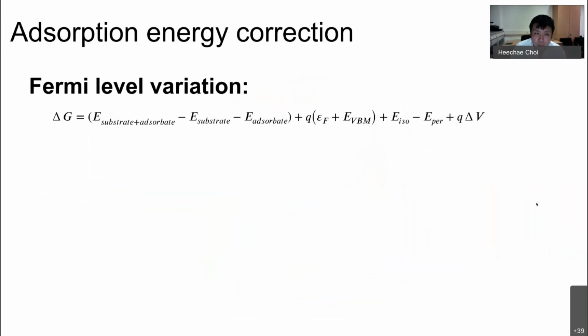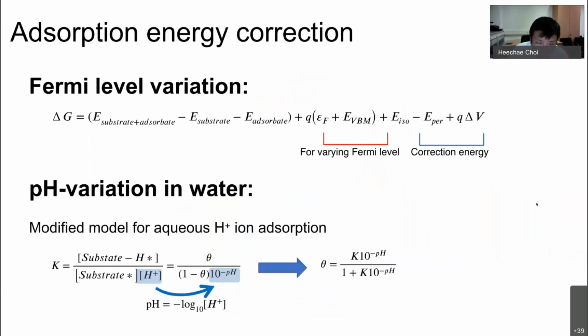So I used the same method for Fermi level variation. We considered the charge to adsorbate and correction. And for pH variation in water, we modified the model for aqueous H+ ion adsorption. We just use the very normal reaction constant equation, and because it is a function of the activity of a certain ion or certain species, we converted the H+ concentration in that way, and this is how we obtained the coverage as a function of pH.